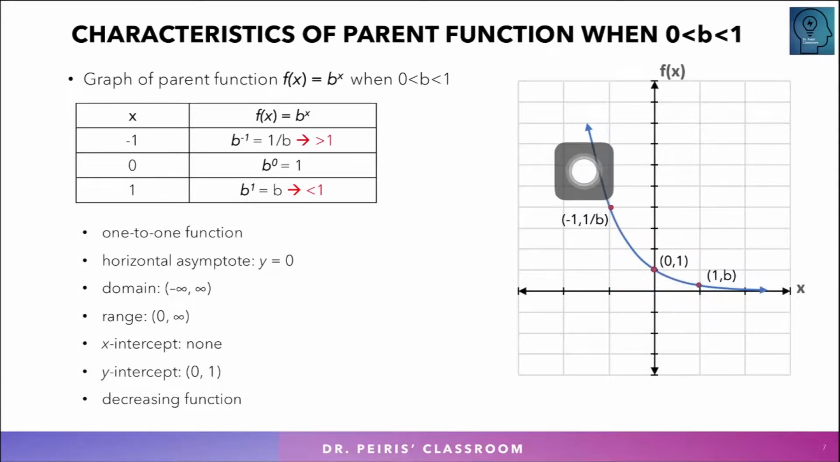It's a one-to-one function, and the function is decreasing, approaching 0, but it will never be equal to 0. So here is the horizontal asymptote at y equals 0. The domain is negative infinity to positive infinity. The range starts from 0 and goes to positive infinity, so the range is from 0 to infinity. Again, 0 is not included. And no x-intercepts; this would never cross the x-axis. The y-intercept is 0, 1. So it's a very similar pattern, except that the function is decreasing.